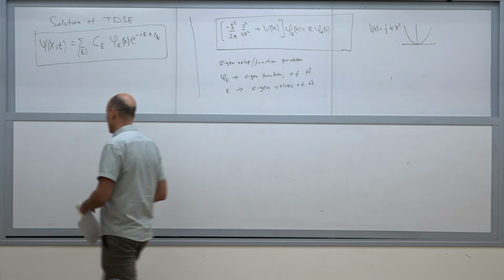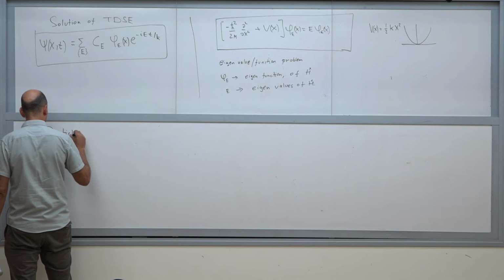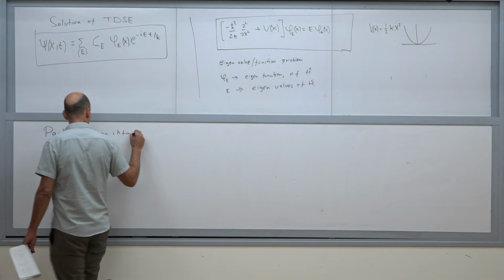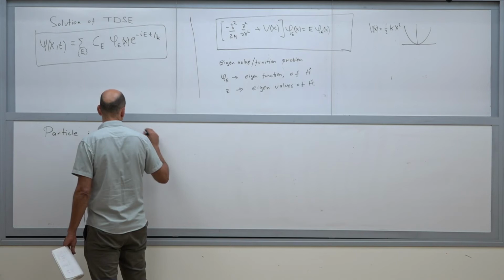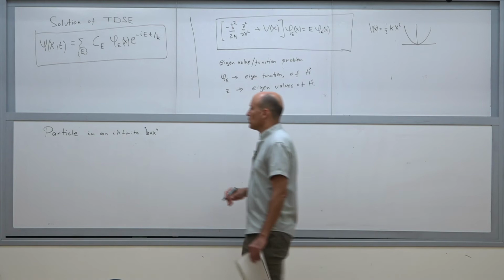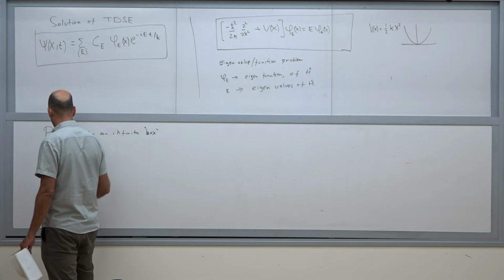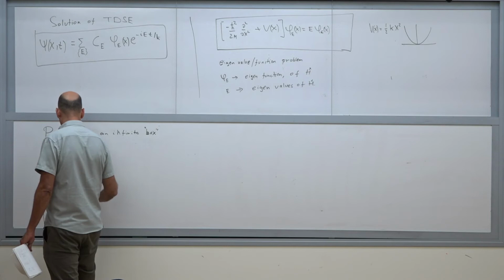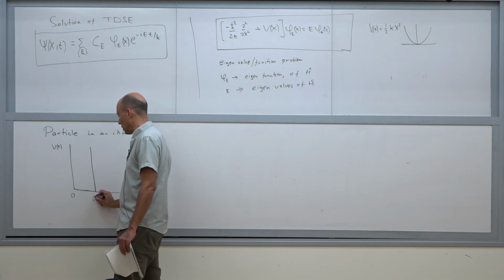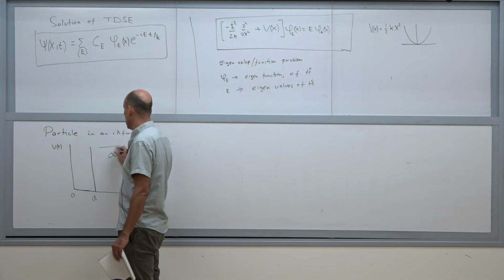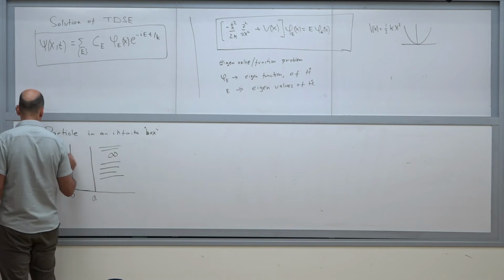That would be a particle in a box, yes. A particle in an infinite box. Well, it's not exactly a box, but it would be a box if I did it in two or three dimensions, but in an infinite well. So I have a potential. This is my potential, V of X. This is, I call it point X0, and this I call point A. So A is the width of the potential, and the potential is infinity here, and it's infinity there. Here it's zero.